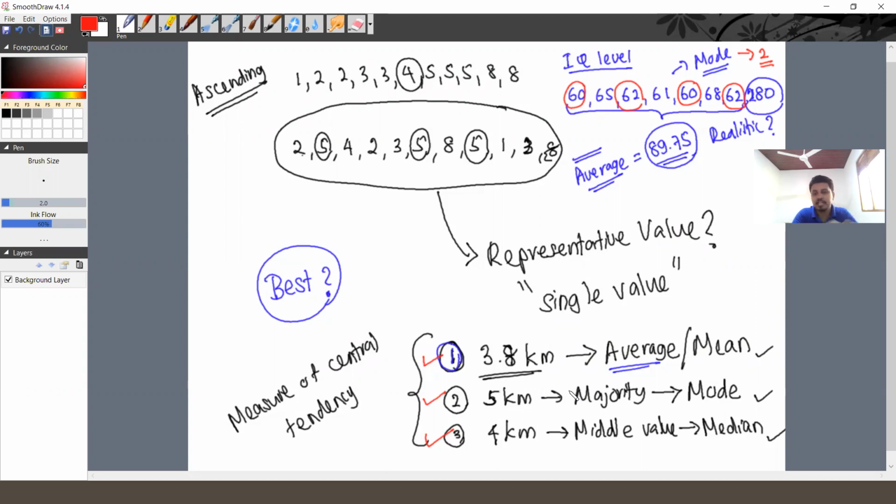The problem with the mode is that there can be certain data sets with no modes. If there is a data set with only one mode, no issue. But again, there can be data sets with more than one mode. So that is the issue with reference to modes.